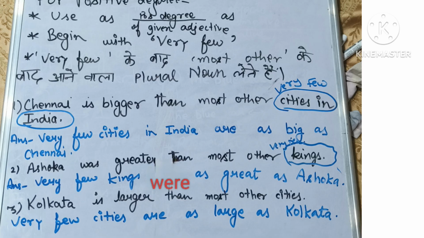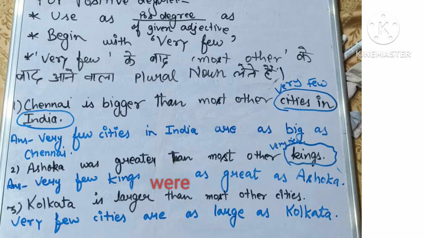Then we can see the sentence is in present tense, and this "very few cities" is plural. Then we will take "are". Obviously, we cannot take "is" here. Very few cities in India are. Then "as big as" we have to take, and as big as what is compared here? Chennai. What we are talking about, Chennai, so we will write after "as" Chennai. Very few cities in India are as big as Chennai. How easy, right?